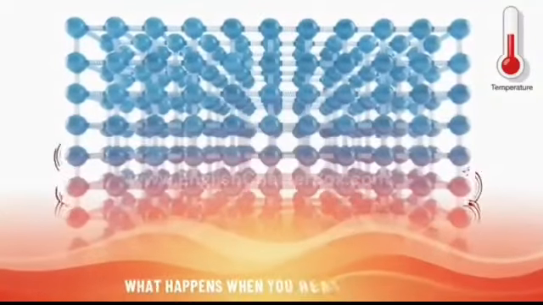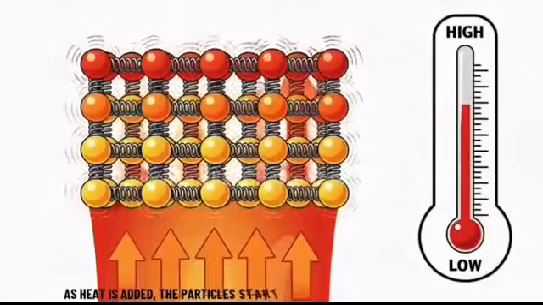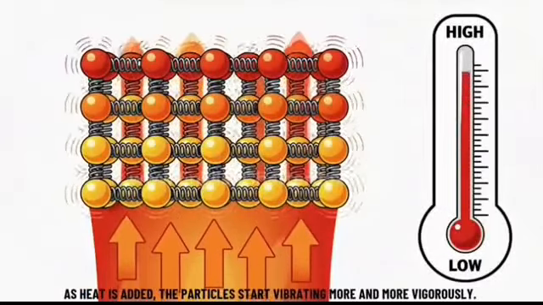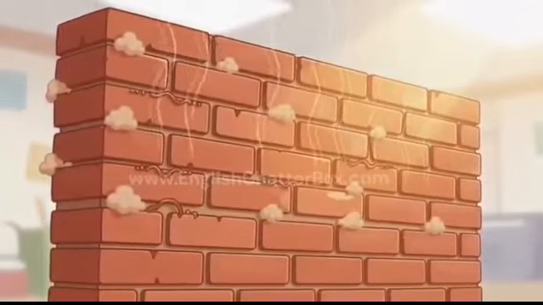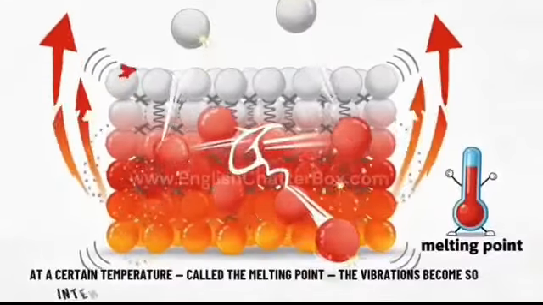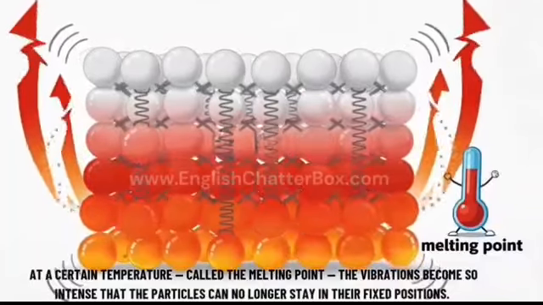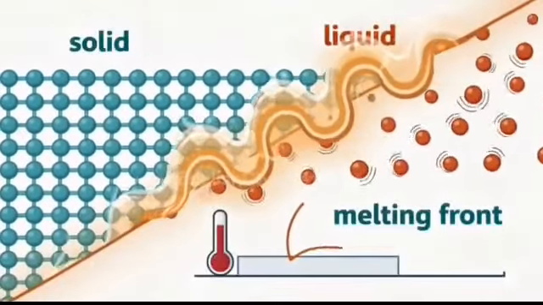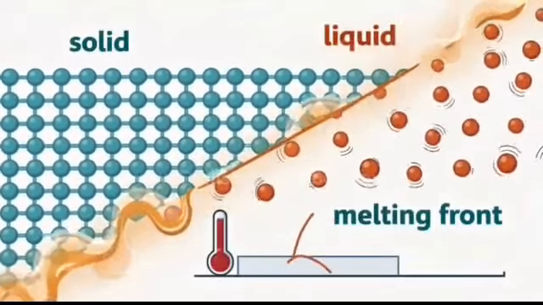Now what happens when you heat a solid? As heat is added, the particles begin to vibrate more and more strongly. Imagine the bricks in our wall starting to shake. At a certain temperature, called the melting point, the vibrations become so strong that the particles can no longer remain in their fixed positions. Strong forces of attraction weaken and the solid begins to transform into a liquid.